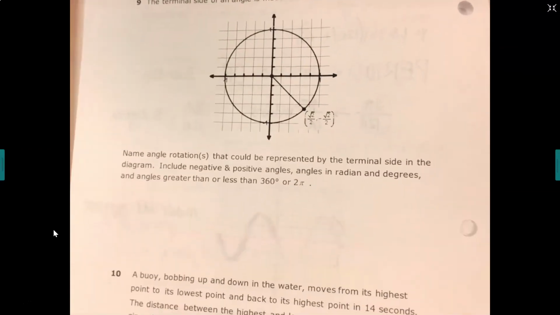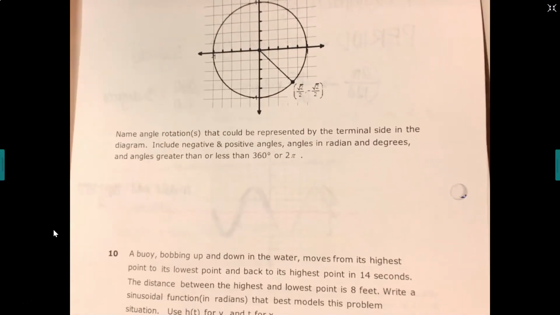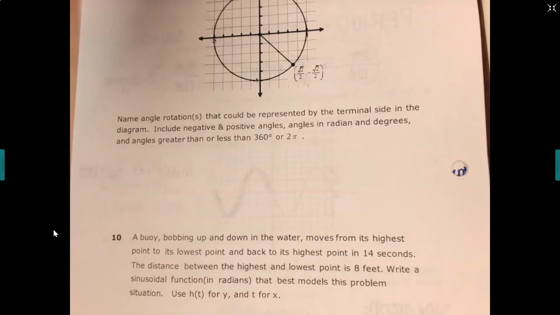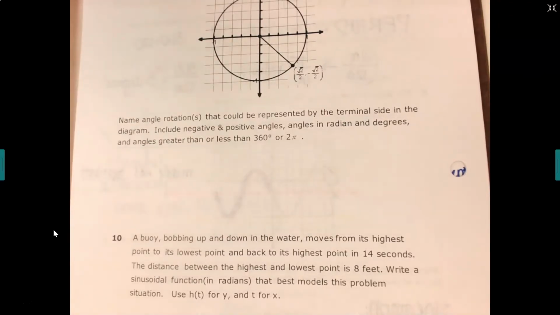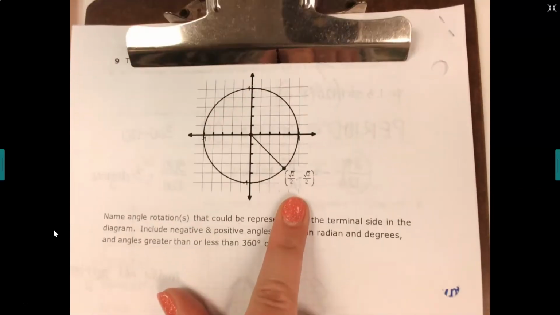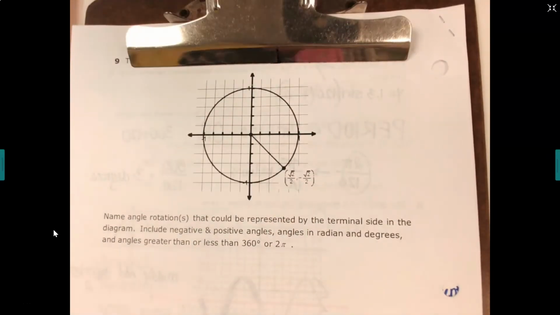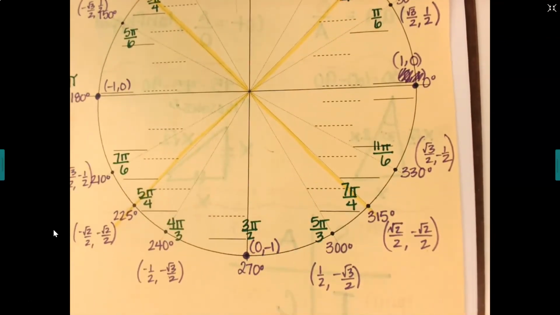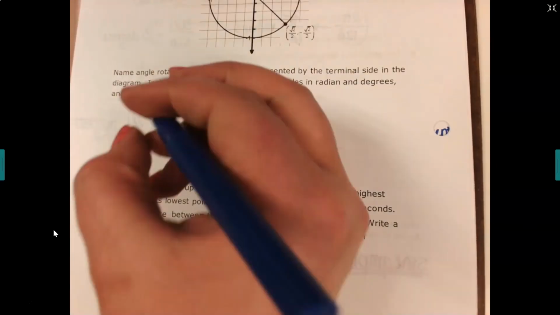Okay, next one. It says, name angle rotations that could be represented by the terminal side in the diagram. Use positive and negative angles in radians and degrees and angles greater than or less than 2 pi. So first thing I want you to do is look at your circle for this point. Where is the x root 2 over 2 and the y negative root 2 over 2? Here comes a circle. 7 pi fourths, or how many degrees? Okay, write that down. 7 pi fourths and 315.